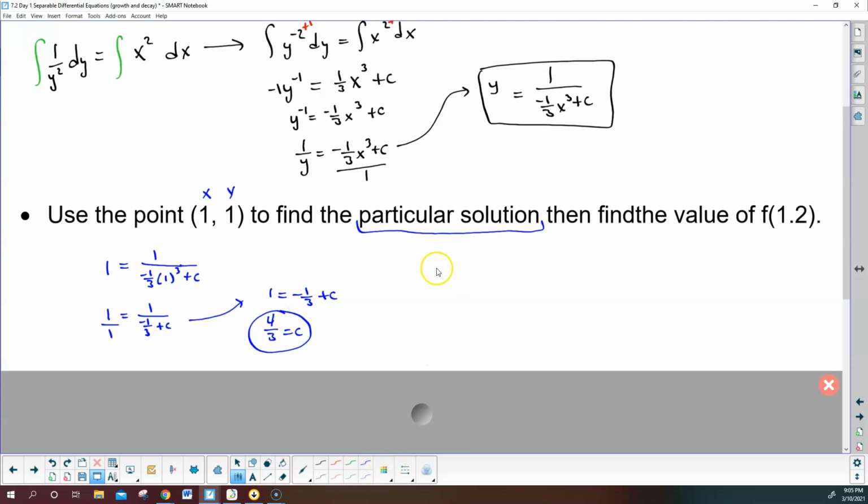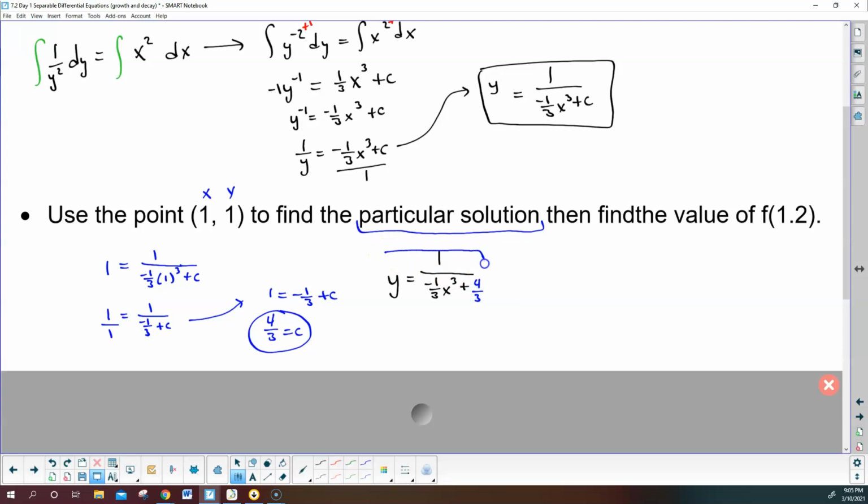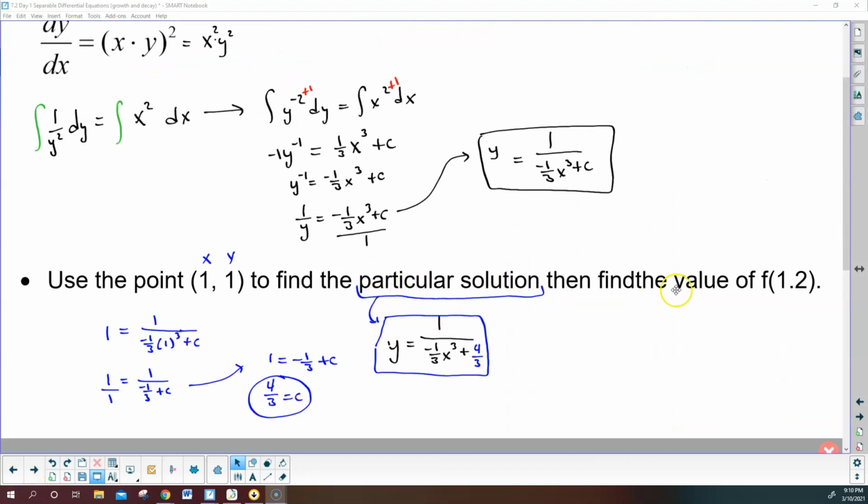So what's the particular solution? y equals 1 over negative 1/3 x to the third plus my initial condition, 4/3. There's the particular solution. We're actually not going to do this part right here. We're going to skip that for right now.